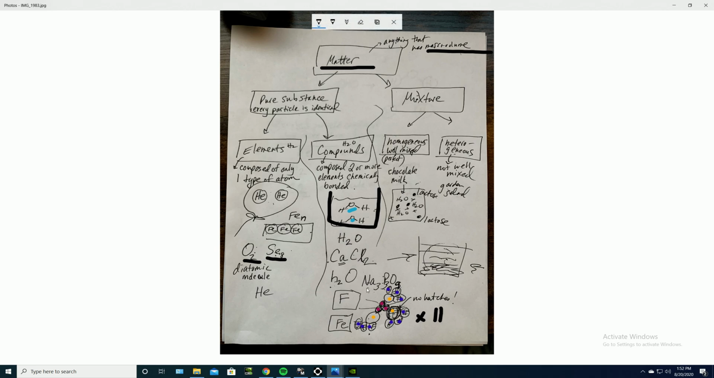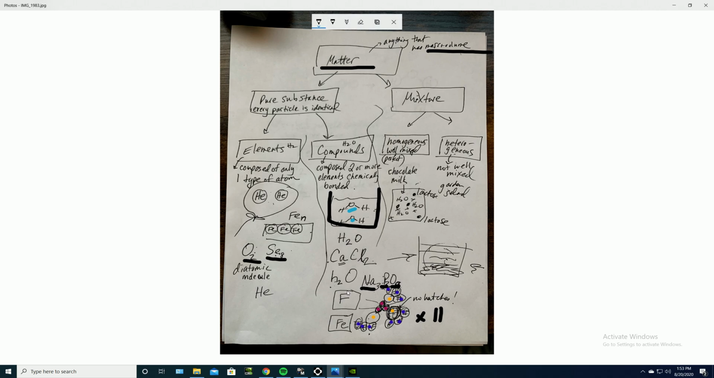Let's say we have 11 of them and they're just sitting in a beaker. Assuming that it's the only thing sitting in the beaker, then it's a pure substance, right? And it's a compound because it's made of two or more different elements chemically bonded. You can see all of these are chemically bonded to each other and they're multiple elements. So you have Na, phosphorus, and oxygen.